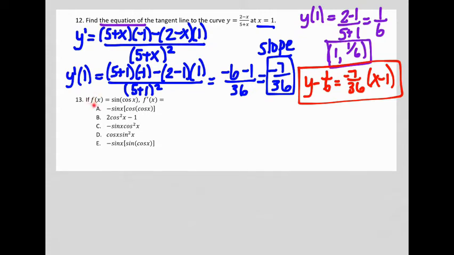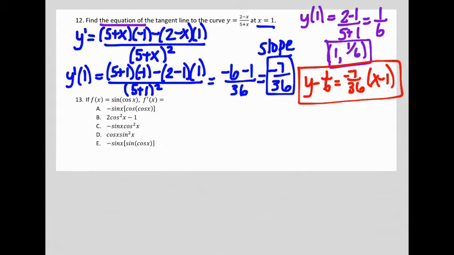All right, number 13, this is a great one. This is one of my favorites because this is something that a lot of people get confused with. The function is sine of cosine x. We want the derivative. The hardest part about this is that this is not a product rule. Remember, sine all by itself, that doesn't mean anything. You have to take sine of an angle.